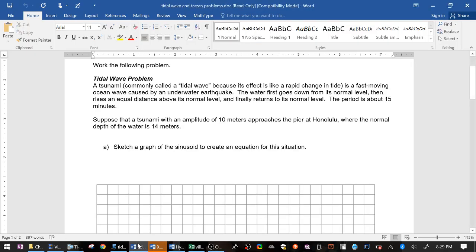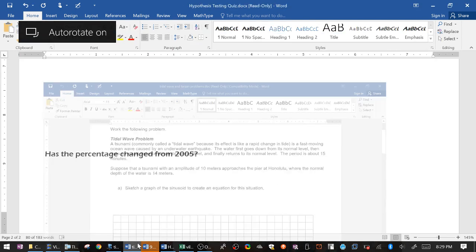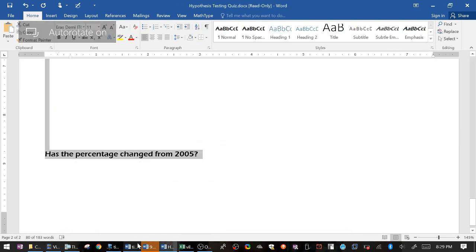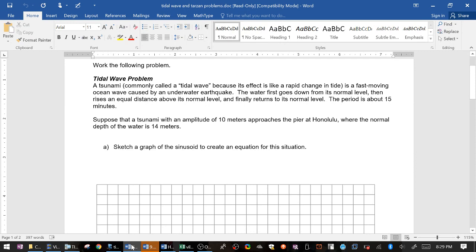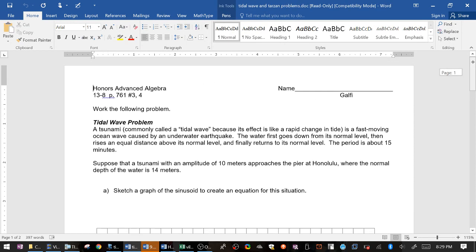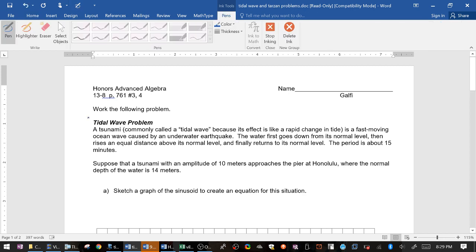Okay, so how do we take what we learned yesterday and apply it to what we're doing? So this is in your packet, the tidal wave problem. So let's talk about this.